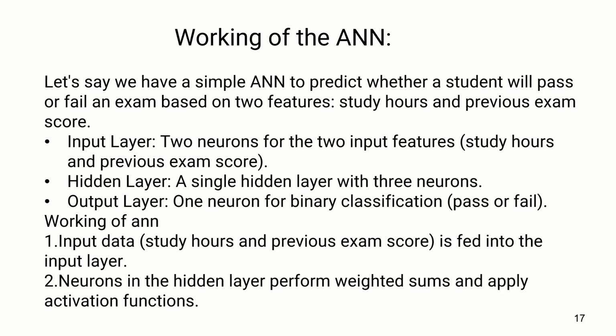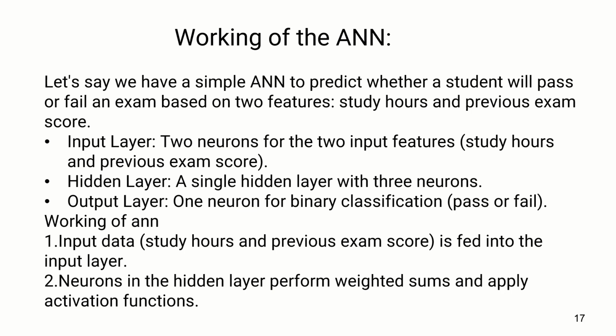Let's say we have a simple ANN to predict whether a student will pass or fail an exam based on two features: study hours and previous exam scores. The input layer has two neurons for the two input features. Study hours and previous exam scores are going to be our input features. Hidden layer: a single hidden layer with three neurons. Output layer: one neuron for binary classification, which will determine whether it's a pass or fail.